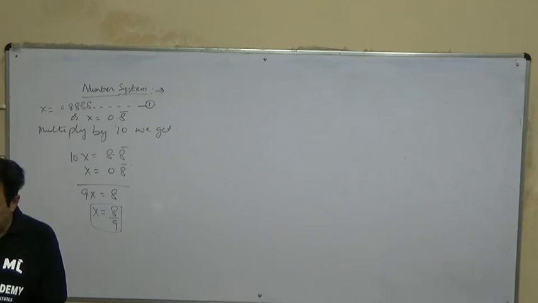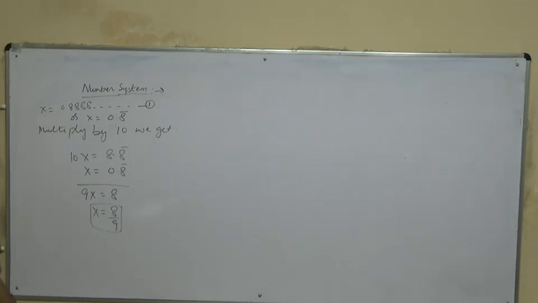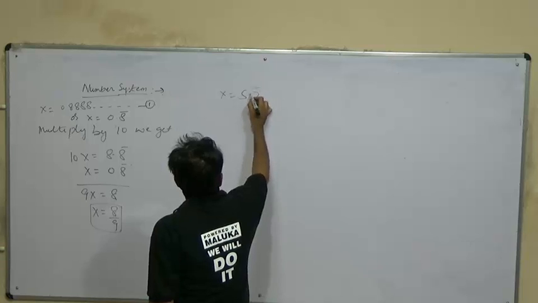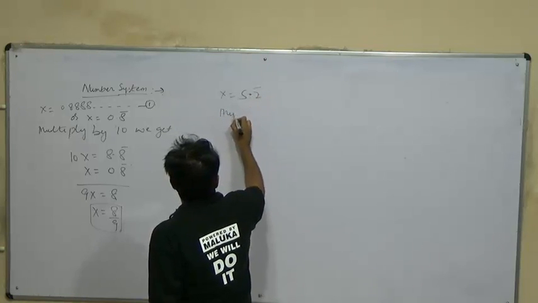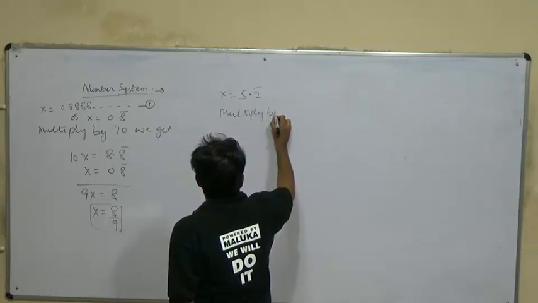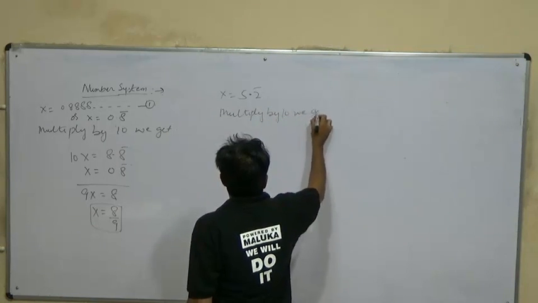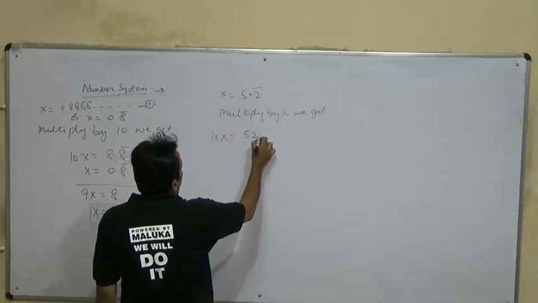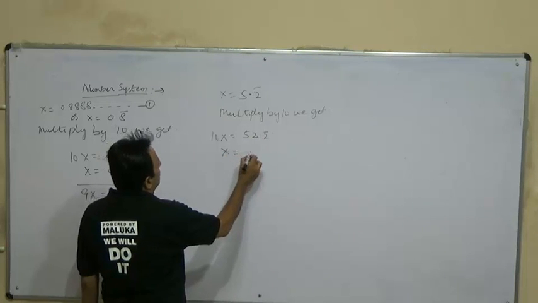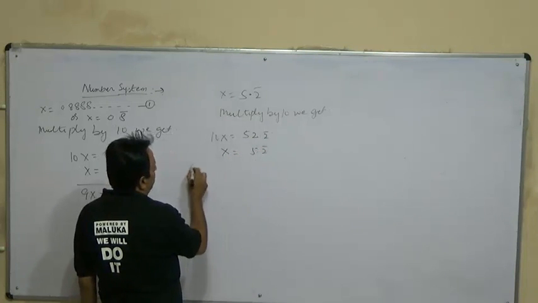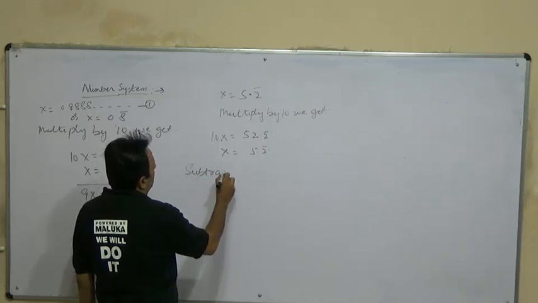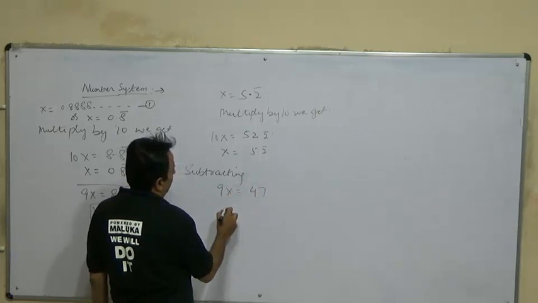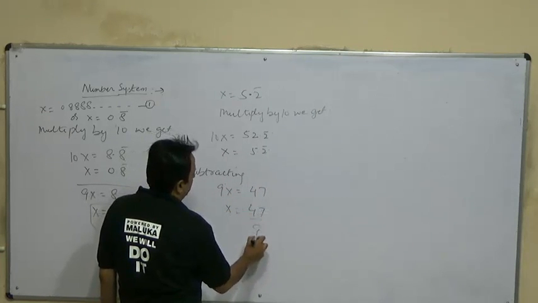And similarly, like this, we have got the second question, x is equal to 5.2 with bar on the 2. Again multiply by 10, we get 10x equal to 52.2 bar, x is 5.2 bar, subtracting, what we get is 9x is equal to 47 and x is equal to 47 by 9.